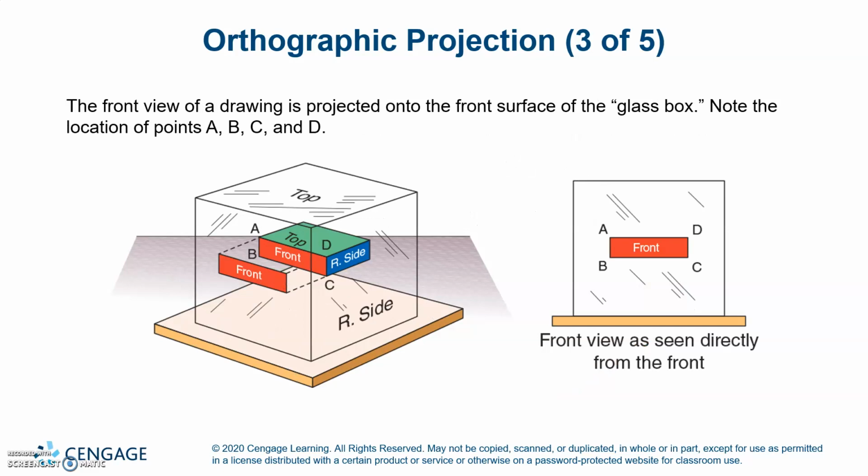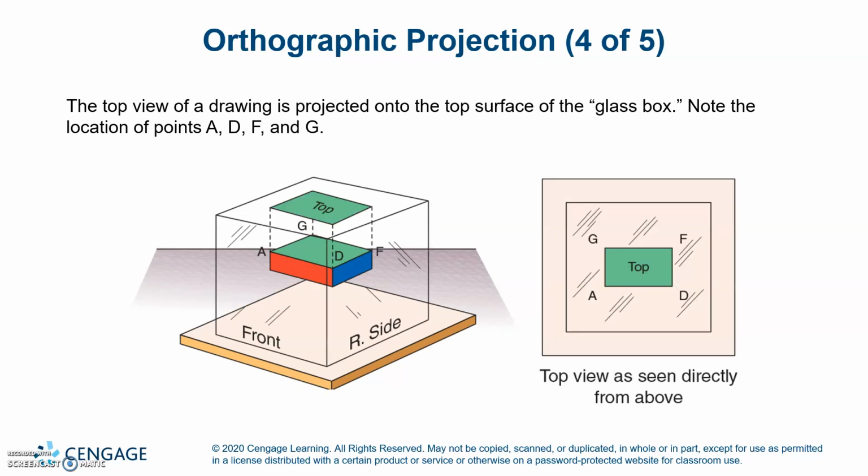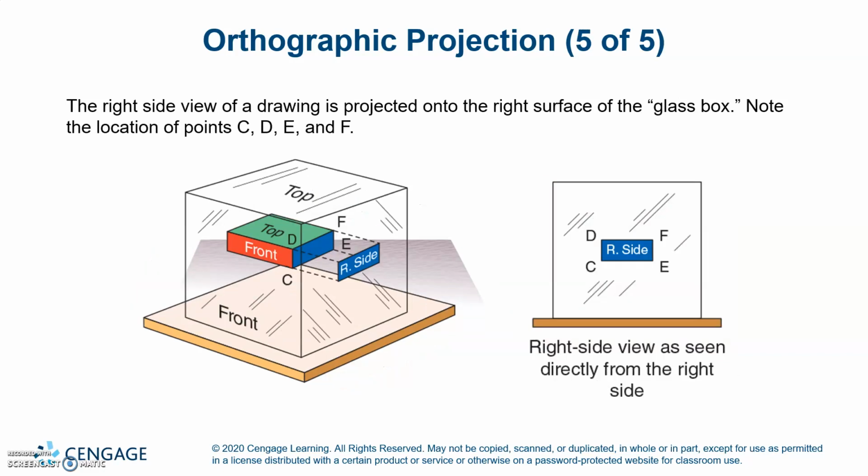The front view of a drawing is projected onto the front surface of the glass box. Note the location points A, B, C, and D. The top view of the drawing is projected onto the top surface of the glass box. Note the location of points A, D, F, and G. The right side view of a drawing is projected onto the right surface of the glass box. Note the locations of C, D, E, and F.